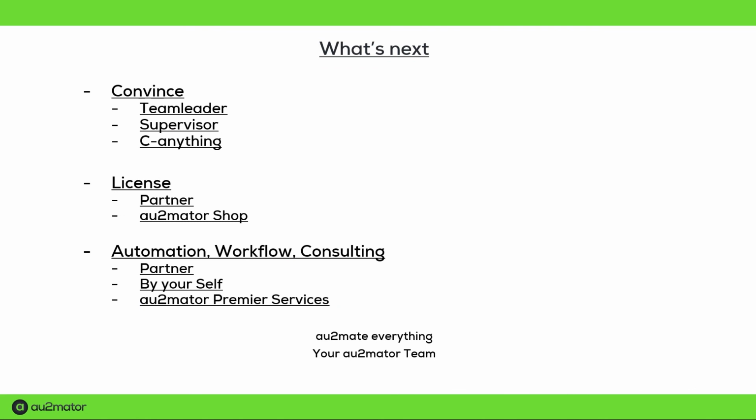What's next? Now you have to convince your team leaders, your supervisors, your CEO, your CIO, your C anything. If you like it, just convince them. We got for each license a real-life return of investment calculation on our webpage. If you need a license, you can go to one of our partners or get it directly at our shop and then build the automation. Of course, you can do it by yourself. You can ask our partners, or you can ask, of course, us for our premier services. We are happy to assist and help you to build your processes and your automation tasks.